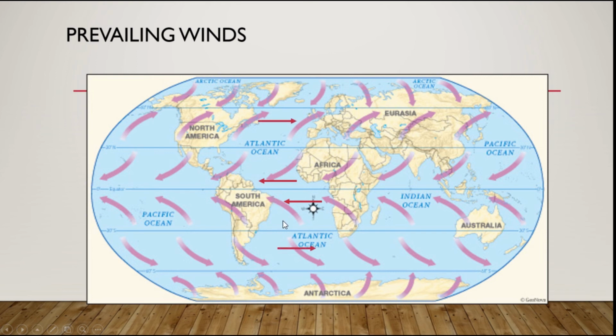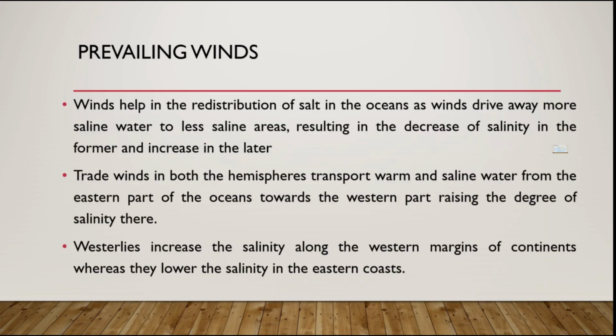Then the westerlies increase the salinity along the western margins of the continents, whereas they lower the salinity in the eastern continents. The westerlies transport the warm, highly saline water from the west towards the east, which causes a salinity increase in the eastern part of the oceans and the reduction of salinity in the western part of the oceans.